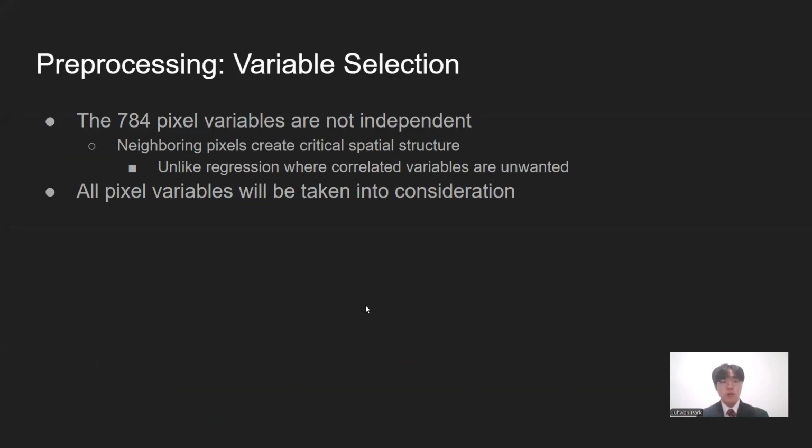So before we train our model, I went through some pre-processing. Firstly, variable selection. The 784 pixel variables are not independent. And this is because the neighboring pixels create spatial structure. So this classification task will be different from the regression tasks that we did during class, where correlated variables are unwanted. We actually want all the pixels, so all the pixels will be taken into consideration.